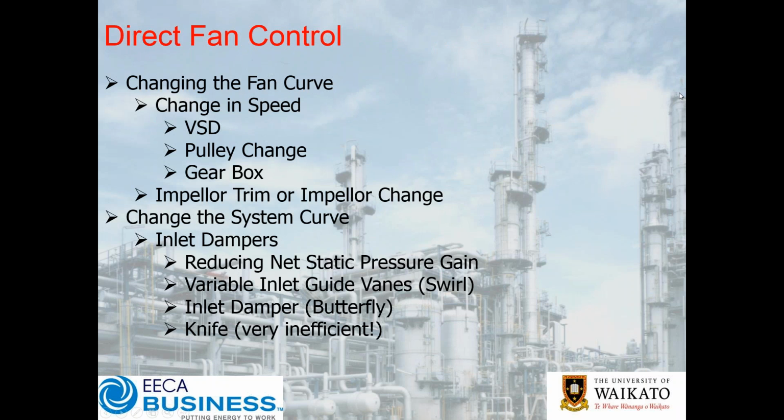So if we just talk about direct fan control for a couple of minutes, what we're talking about here is we can first of all change the fan curve, and we can do that by changing the speed of the fan. We can do that by a VSD. We can do that with a pulley change, which is obviously a very incremental change, and obviously fixed step changes in speed based on pulley ratios available.